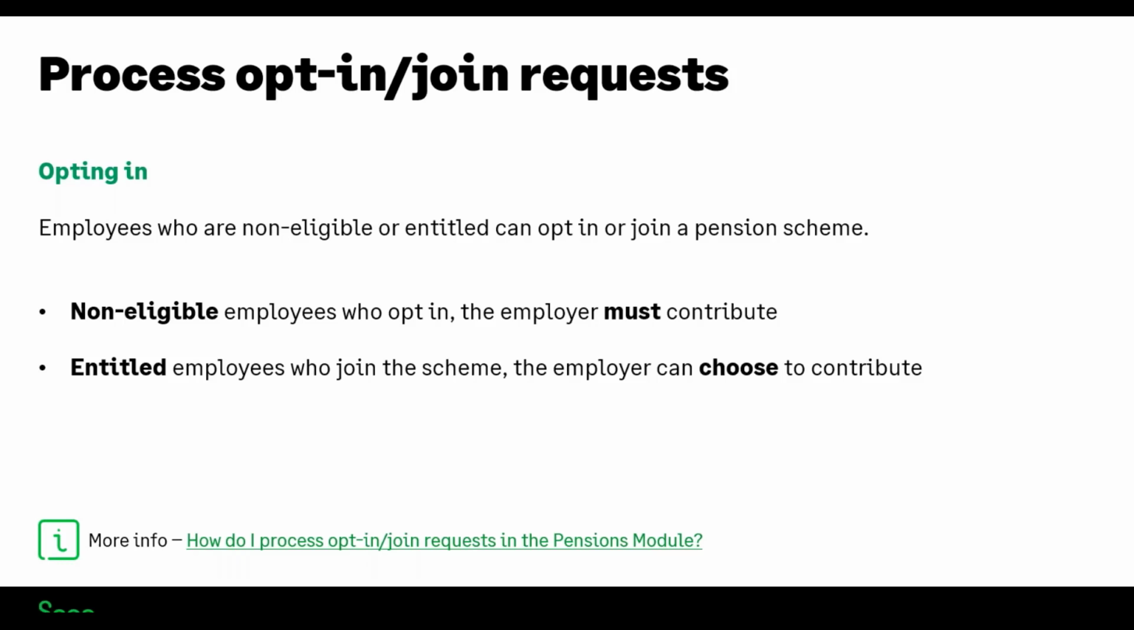If they do opt in, the employer must contribute also. Whereas entitled employees who join the scheme, again, they'll write to you, but the employer can choose to contribute. And this all depends on which worker category they fall into.